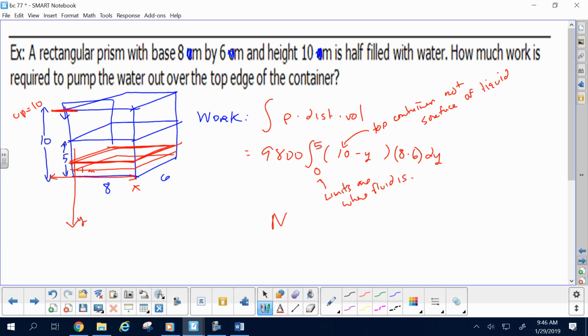The weight density is newtons per cubic meter. The distance units, what are they? Meters. The volume units, what are they? Meters cubed. Altogether then, it's newton meters, which is joules. Work is joules. So when you get your answer, it is in joules.